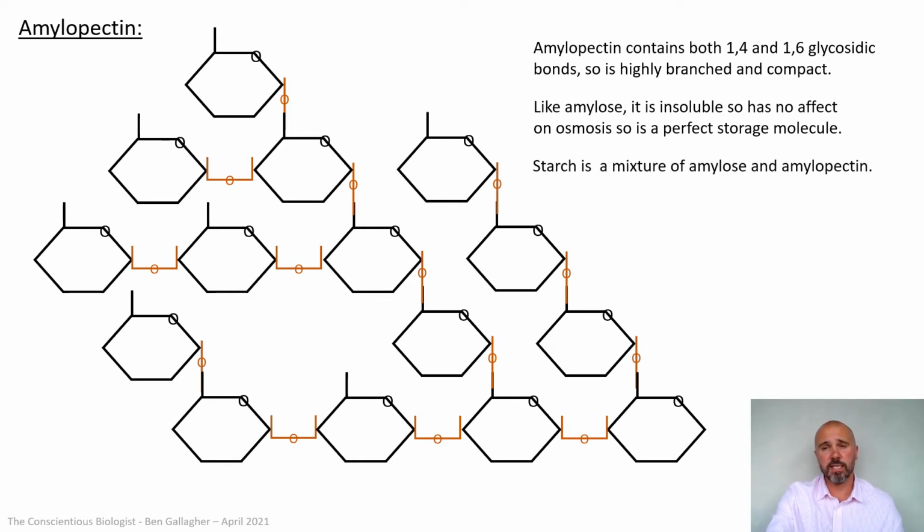Some starch, as I said, is a mixture of amylose and amylopectin. So make sure you know the differences there. Key one, amylose, just 1,4 glycosidic bonds, amylopectin, a mixture of both.